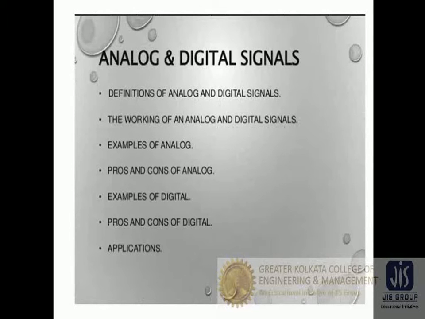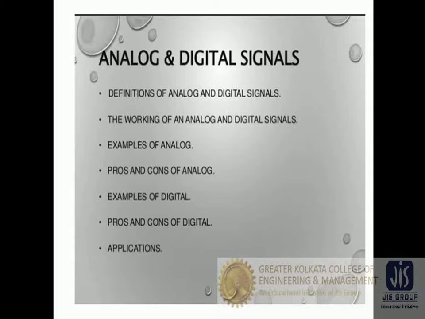Analog and digital signals. Definitions of analog signals. These are the topics we are going to cover in this session. First we describe analog signals and digital signals, then the working of the analog and digital signals, examples of analog, pros and cons, that means the advantages and disadvantages of these analog signals, examples of digital signals, the advantages and disadvantages of the digital signals, and last but not least, we will discuss some of the applications of these analog signals and digital signals or systems.